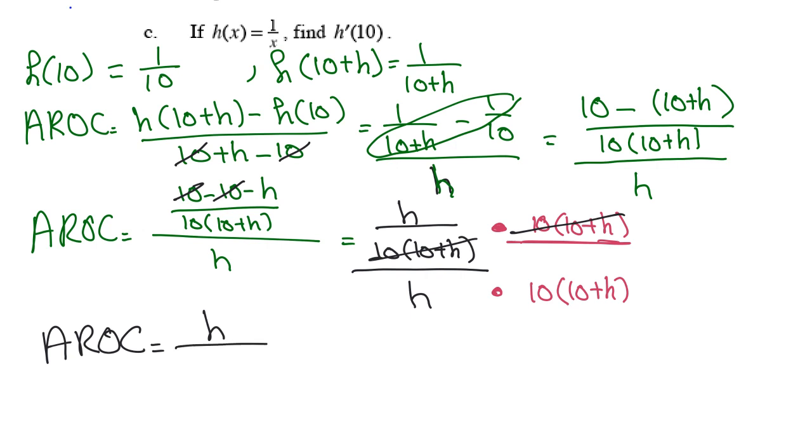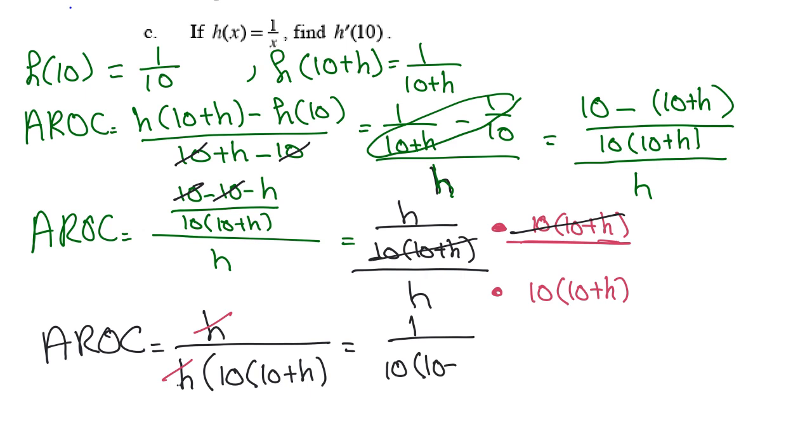leaving us with h in the numerator, and for the denominator it would be h times 10 plus h. Now the h and the h from the top and the bottom, the numerator and the denominator, cancel each other out, leaving us with just 1 over 10 times the 10 plus h.